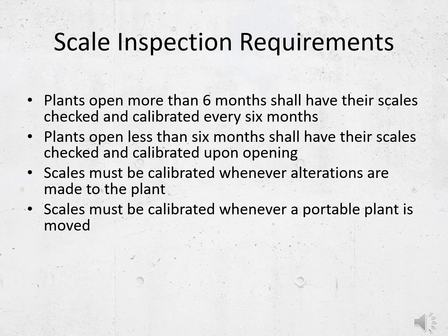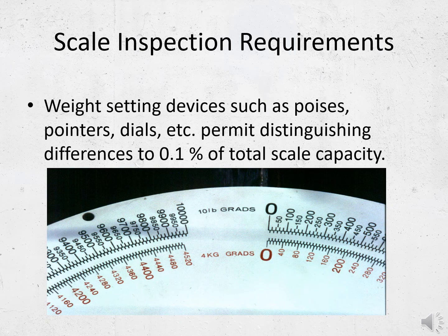Scales must also be calibrated whenever there's a major physical alteration or reconfiguration of the plant that could impact a scale's accuracy. Finally, if the plant is physically moved in any way, shape, or form and any distance from where it rested during the previous calibration, the scales must be recalibrated. Please ask these questions of the producer's representative during the audit process. Dial indicator scales must allow a reader to distinguish differences to 0.1% of the total scale capacity.